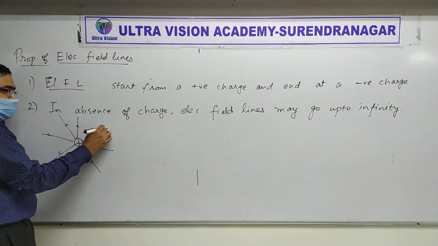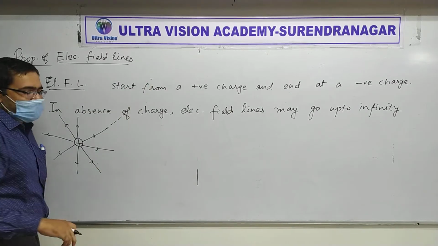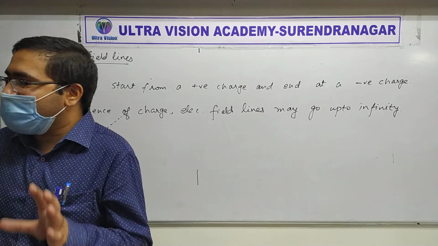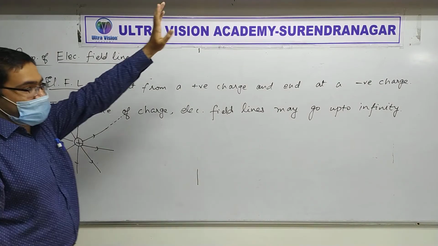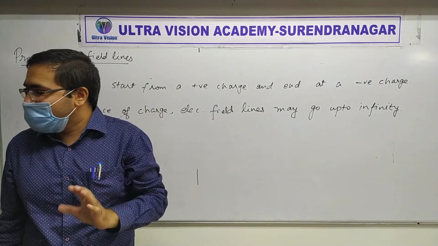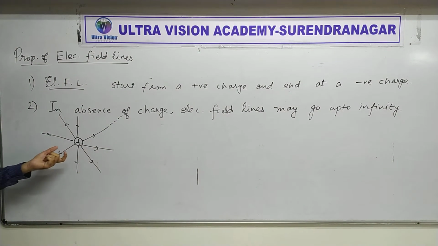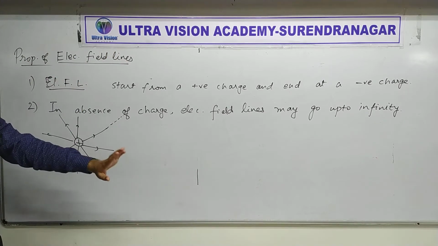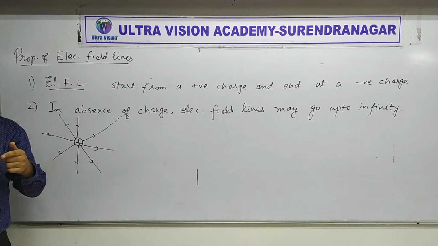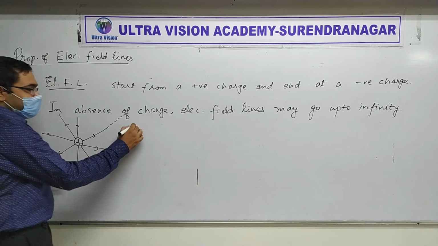But then where are they going? Where will this stop? At infinity. Why does it go up to infinity? Because the electromagnetic force is long range. This charge here can apply force on another charge that is very far. So because of the nearly infinite range, this will go all the way till infinity. Wherever electric field is there, electric field lines will be there. Simple idea.